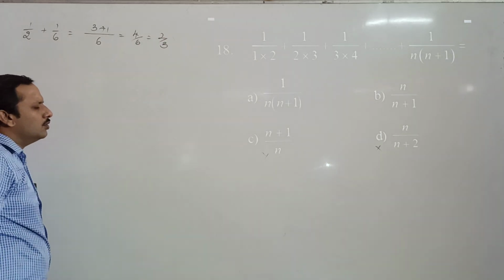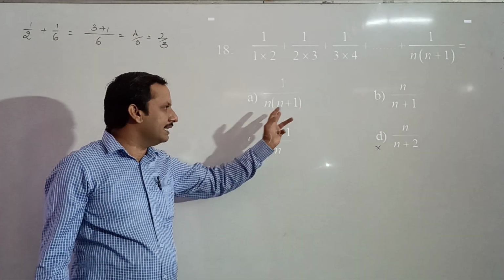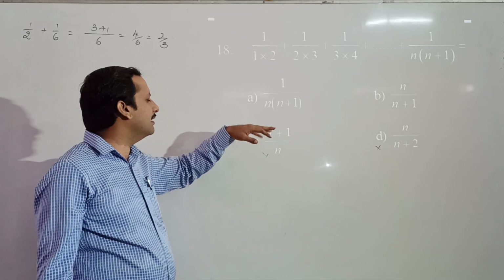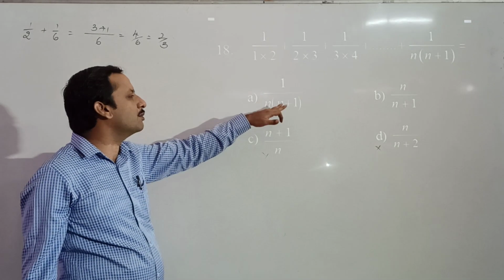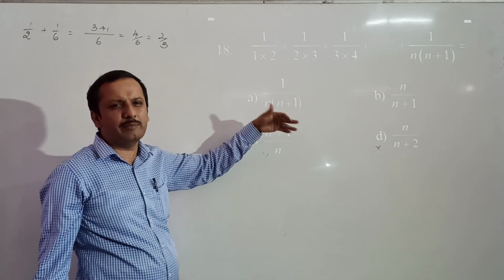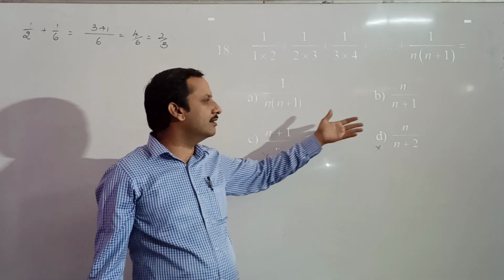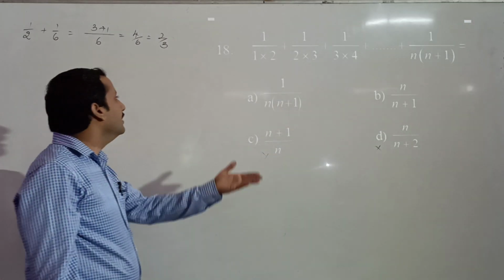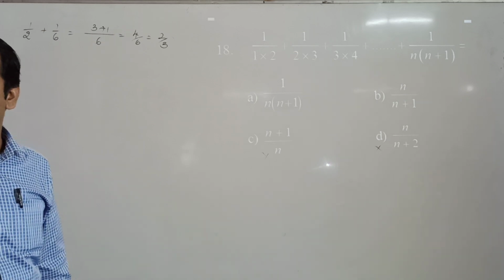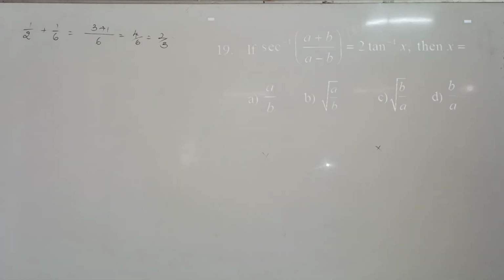Put n equal to 2 in the options, only in these two options, because these two we have already eliminated. Put n equal to 2 here, 1 by 2 into 3, this will give you 1 by 6. So that is eliminated, only that one is left. That's the answer. If you substitute n equal to 2, you will get 2 by 3.